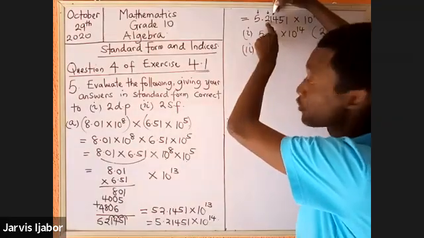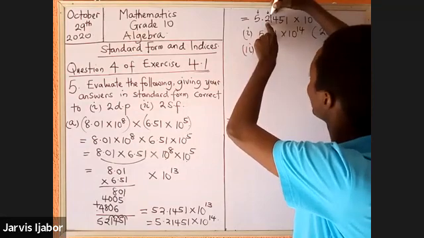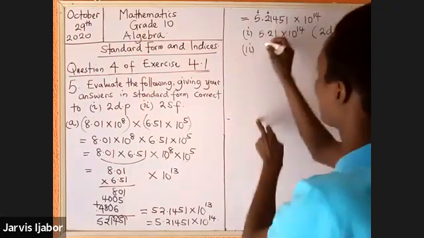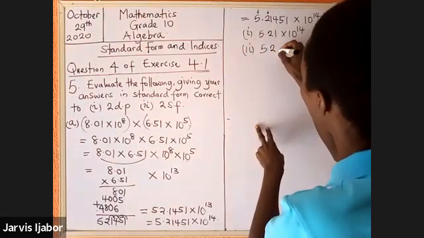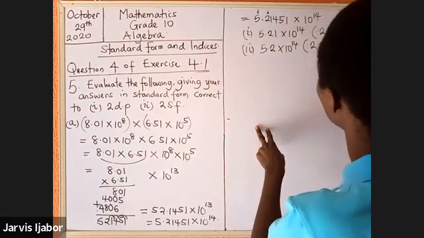You'll discover that for approximation to occur, it must be 5 and above. So we don't have a need of all of this. So it becomes what? 5.2 times 10 raised to the power of what? 14. To two significant figures.